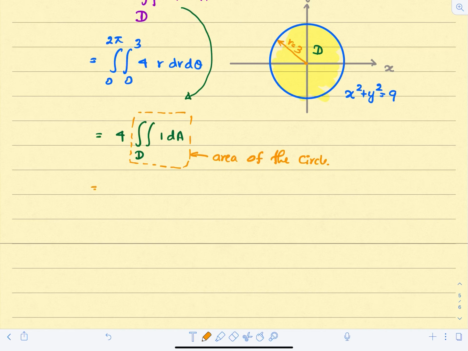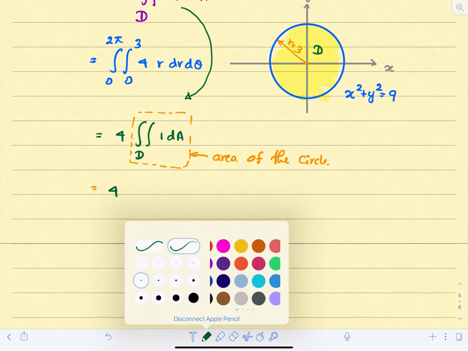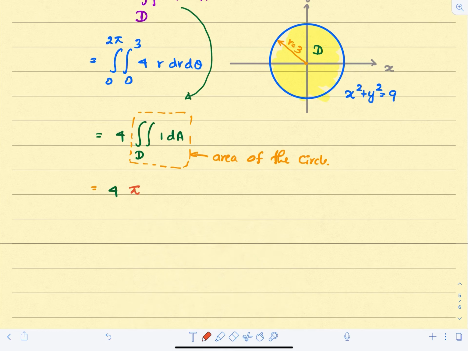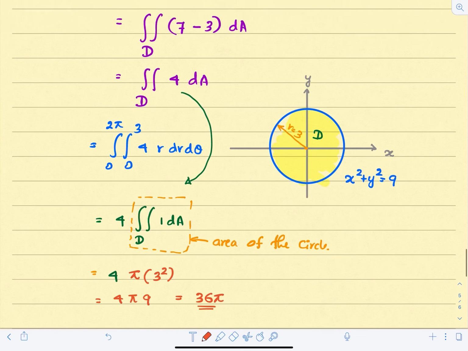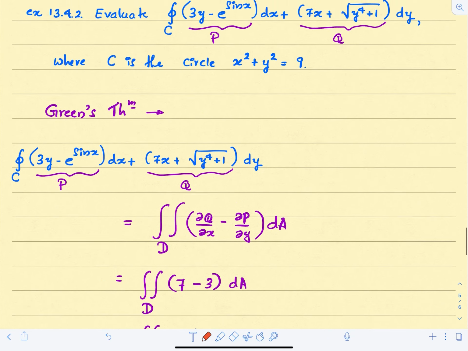It should be 4 times pi times r squared, which is 3 squared. So you should get 4 times pi times 9. If you multiply these 3 quantities, you should get 36 pi. Well, this is the value of the line integral over the closed curve C.